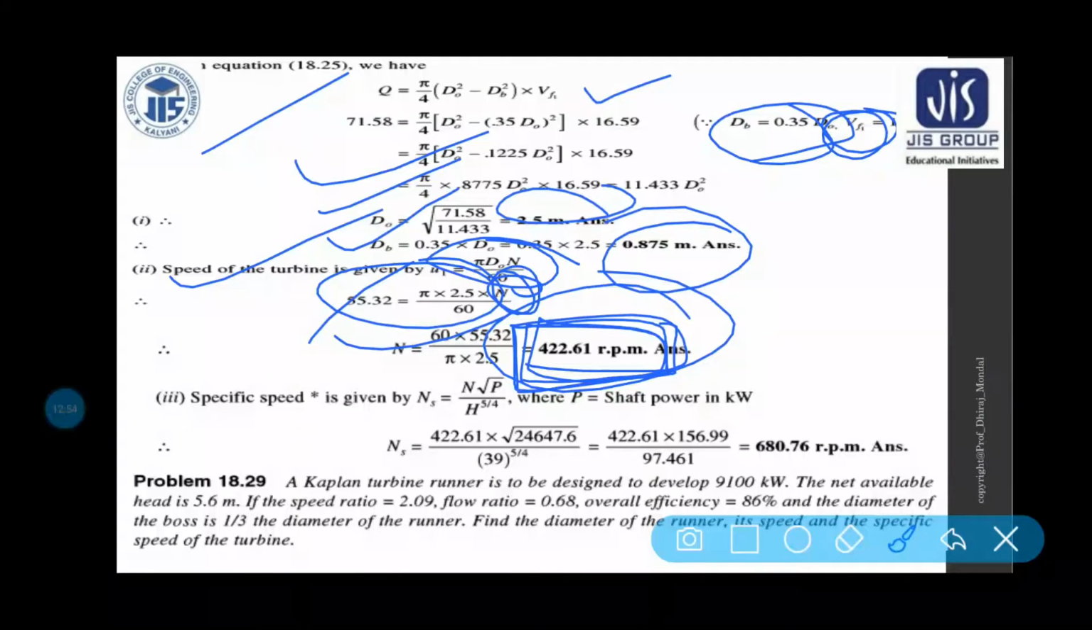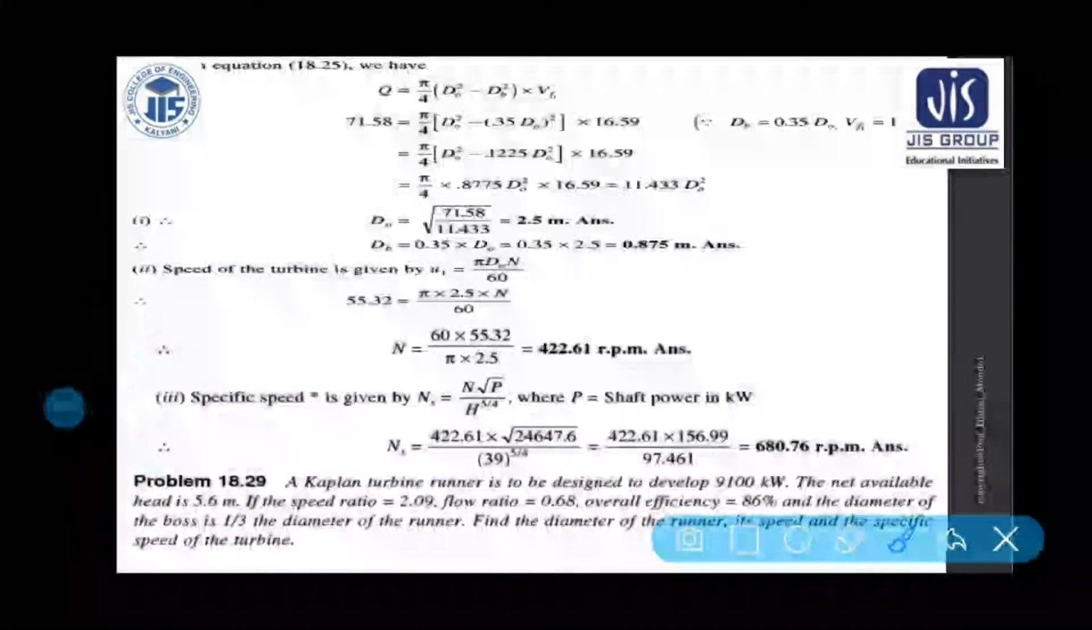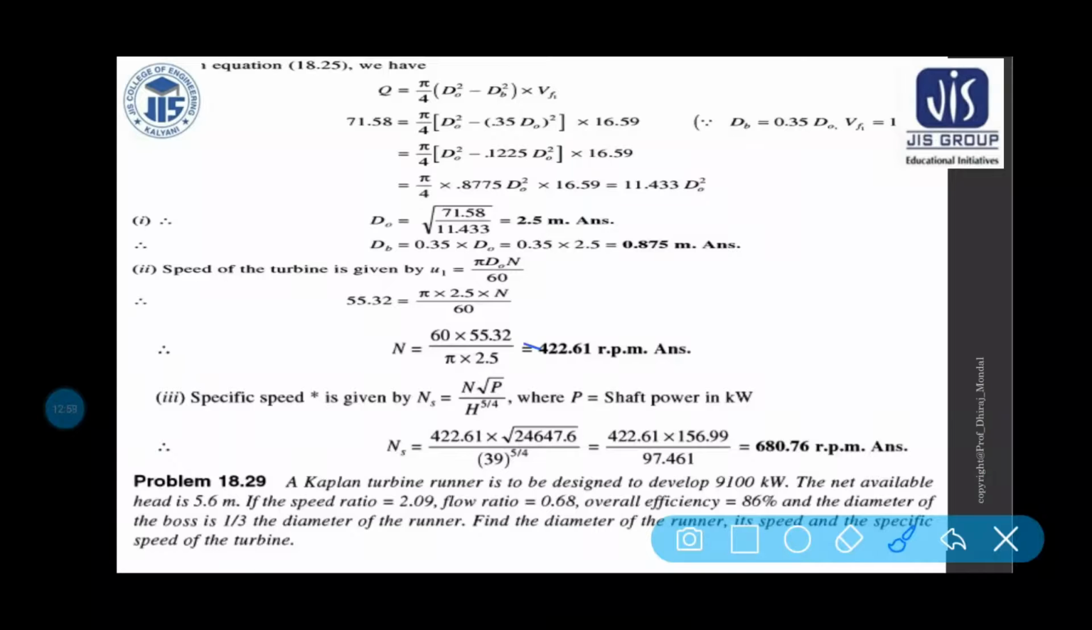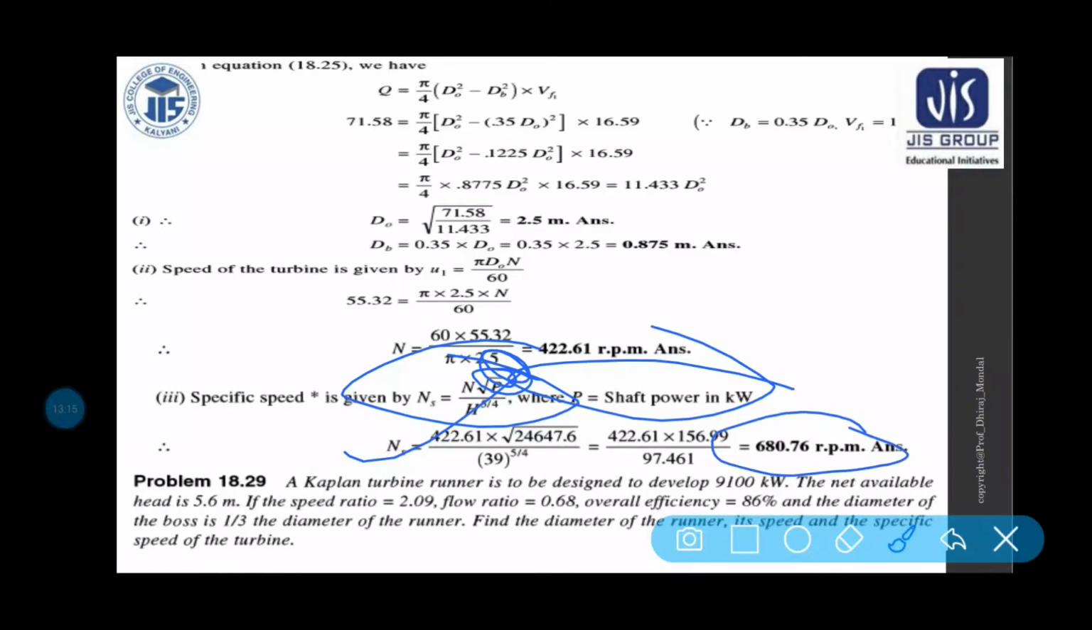Then as I have got this speed, we can find out the specific speed, that is N root P by H to the power 5 by 4. Put in the values, where P is the power available, the shaft power, in kilowatt. Okay, in kilowatt, not in watt. So if you calculate this ns, you will get 608.